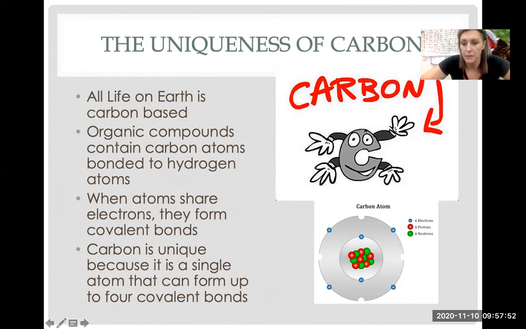I'm going to move this down. 6 electrons and 6 neutrons. So the positives are red, there's 6 protons. The neutrons are yellow, they do not have a charge. And then the electrons float around in the orbitals. The first orbital holds 2, the second orbital holds 4, 2 plus 4, 6. So they can bond with 4 other different molecules.